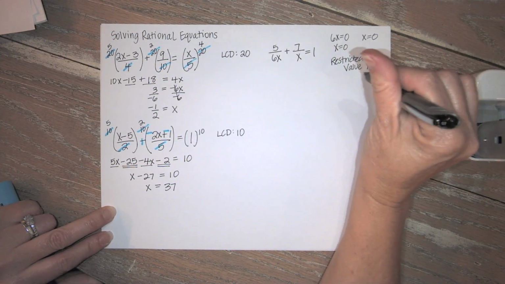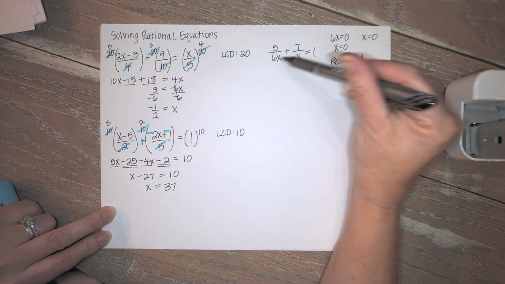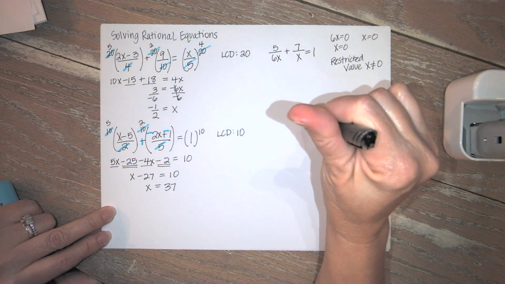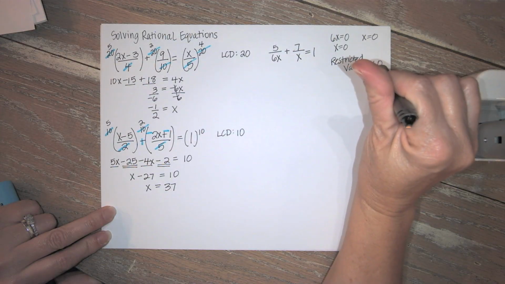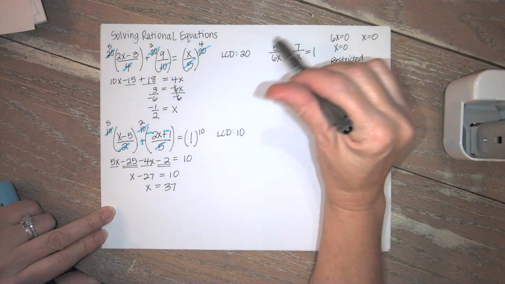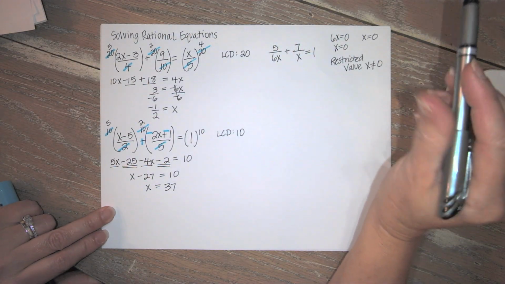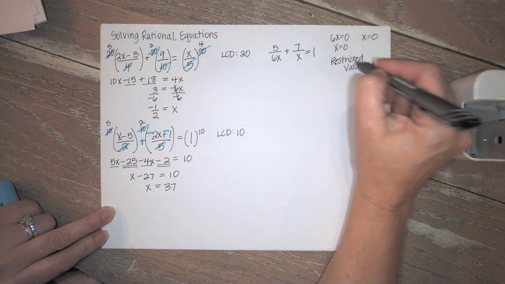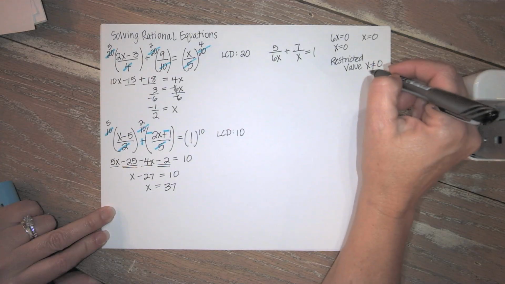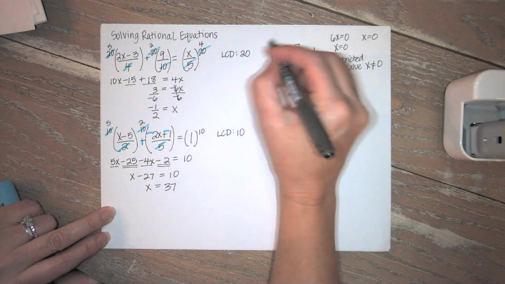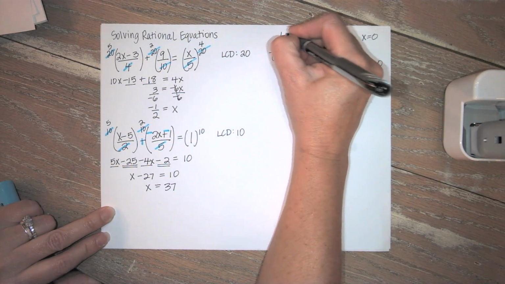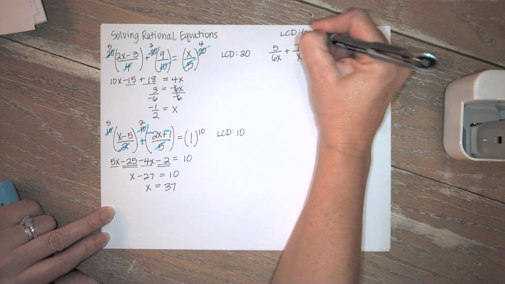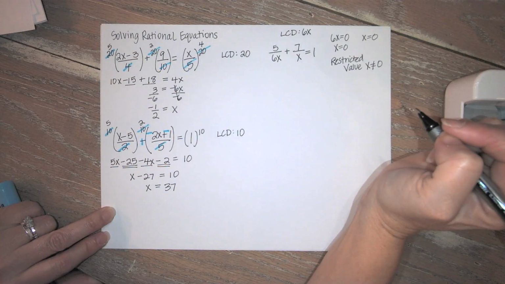Why we need to do that is if we were to solve this equation and get down to the bottom and get 0 for our answer, and that was a restricted value, then this equation would have no solution. But we don't know if that's going to happen yet, but we have to go ahead and see the things that x is not allowed to be. All right, so let's get back to the problem. We're looking for a least common denominator here. We have a 6 and an x, so we need both of those in our common denominator.